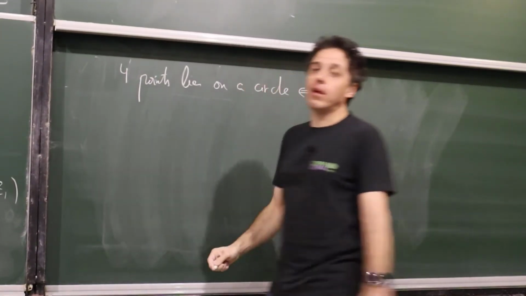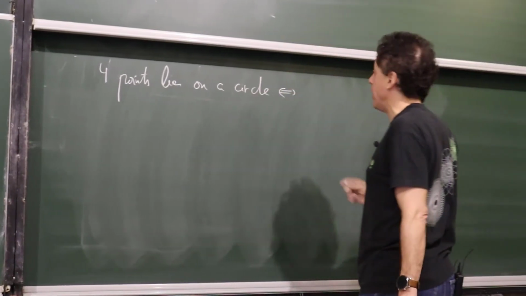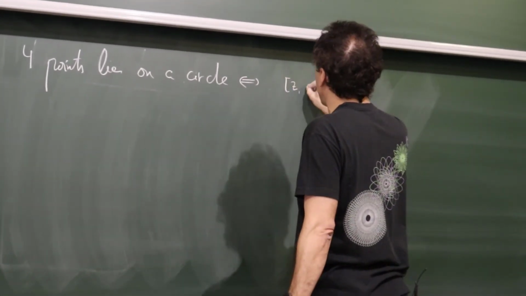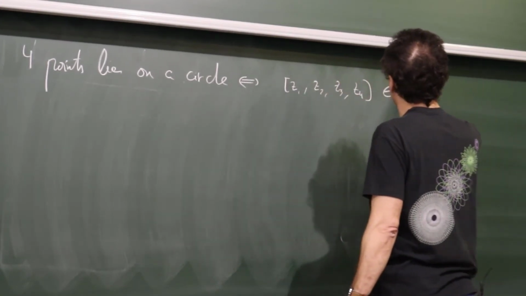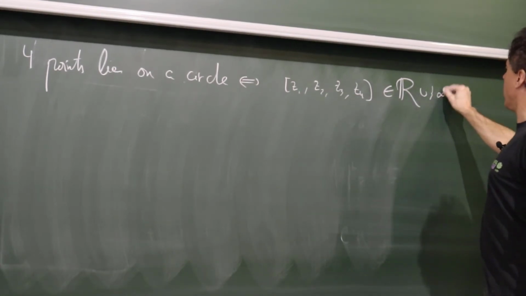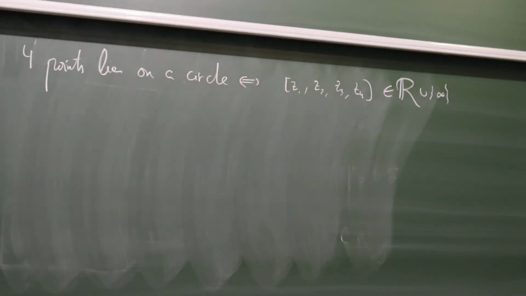I'm not going to show that. Well, we could show it easily after the previous results: 4 points lie on a circle if and only if their cross ratio is a real number, or perhaps infinity, using that definition. It's an if and only if condition. For instance, it is very easy to see if your circle is the real straight line. In this case, it is obvious.